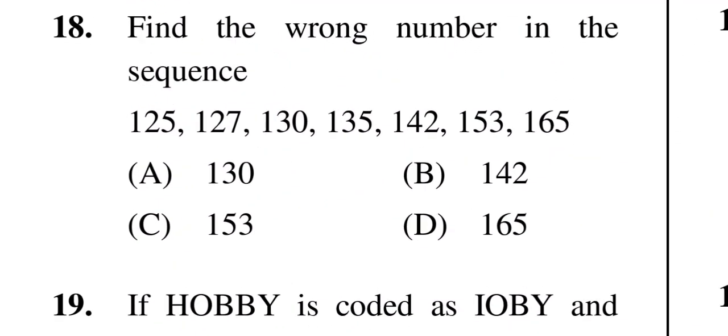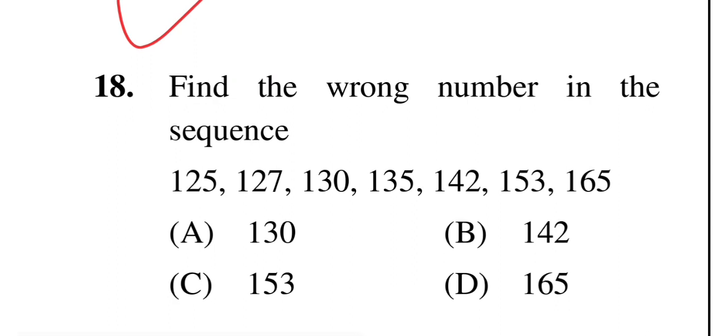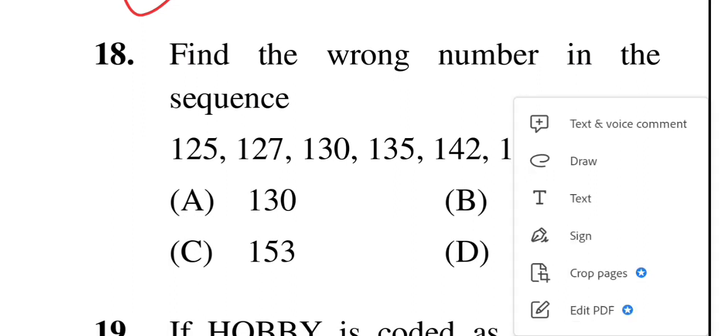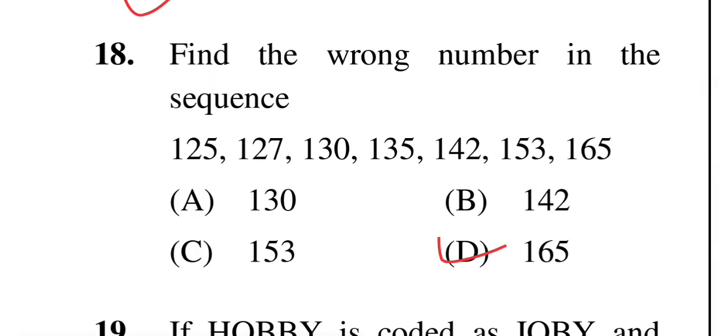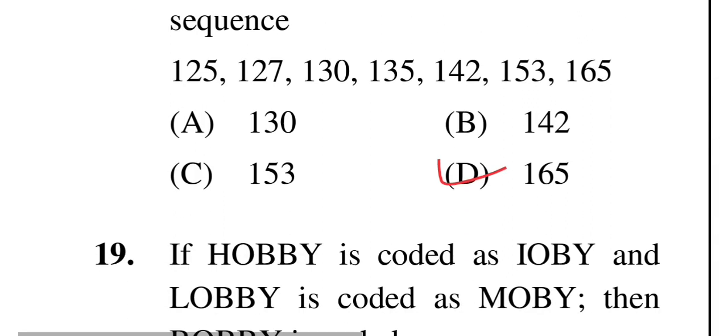Number 18. It is related to mathematical ability or numerical ability. Find the wrong number in the sequence. We have to find the wrong number in the sequence. 125, 127, 130, 135, 142, 153, 165. So what is the correct option? 130, 142, 153, 165. Correct answer will be D, 165. Okay, this is the wrong number in the sequence, but till 153 all were okay.